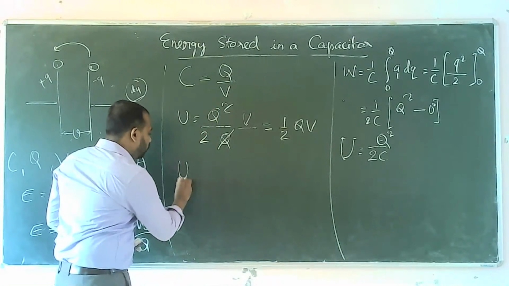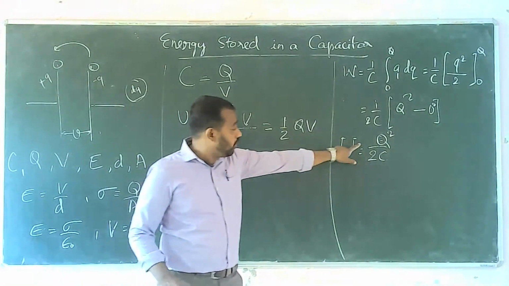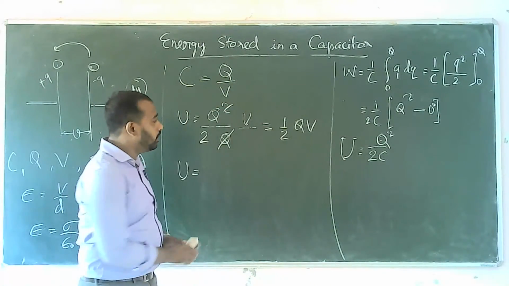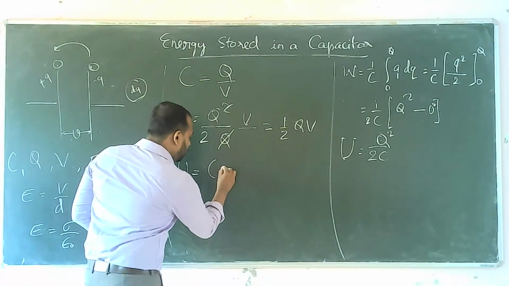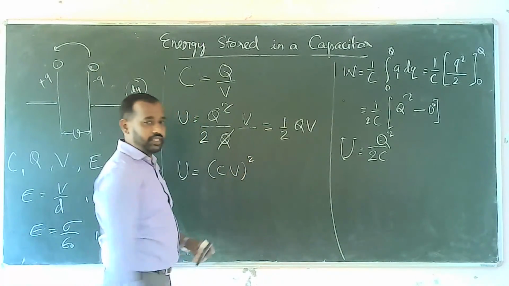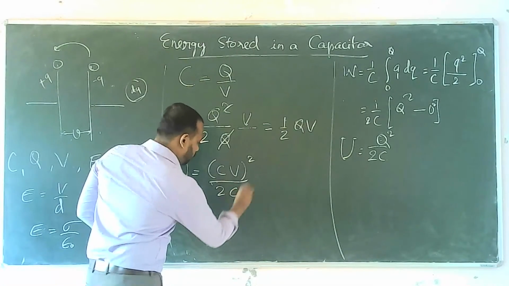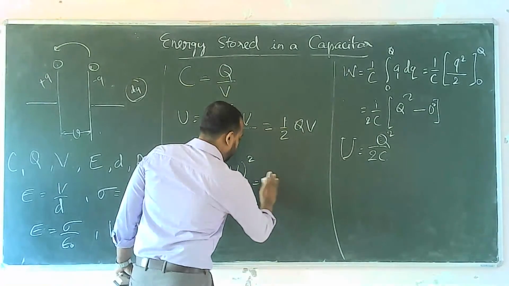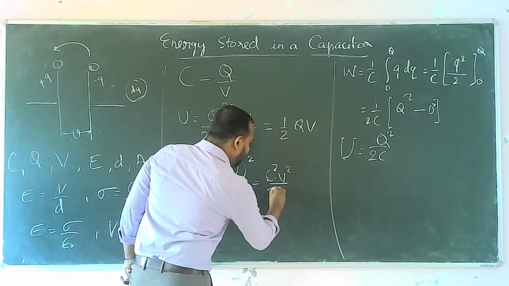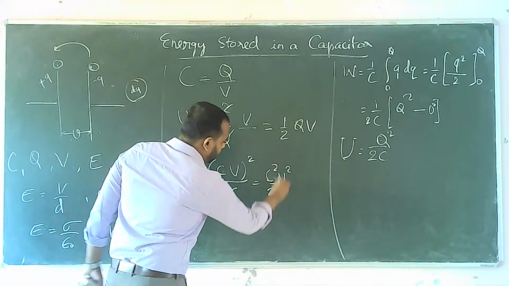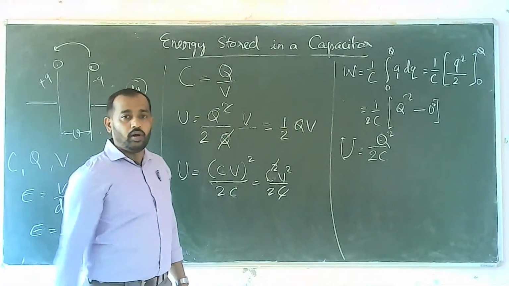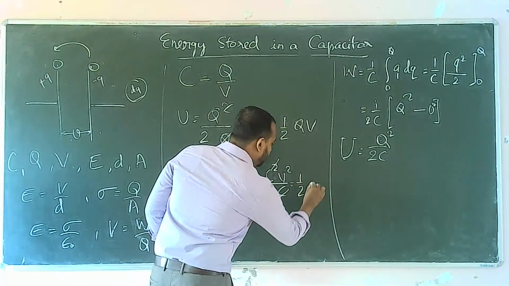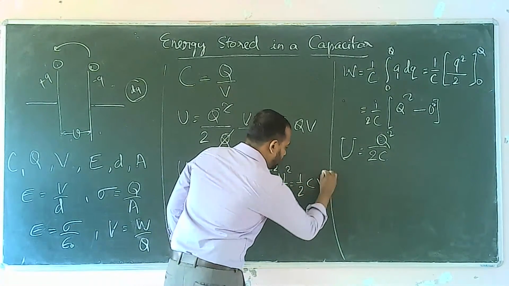The energy stored U will be equal to, now we are going to substitute the value of Q from this equation. Q is equal to C into V. Substitute that here. So therefore, it will be equal to C square V square divided by 2C. One C in the denominator and one in the numerator cancel each other. Remaining is half into C into V square.